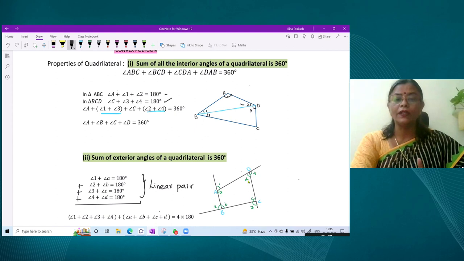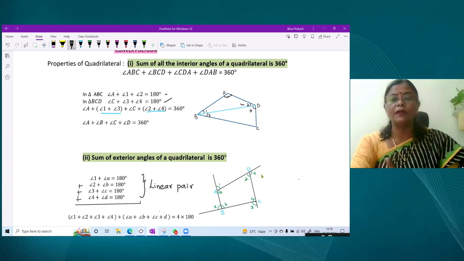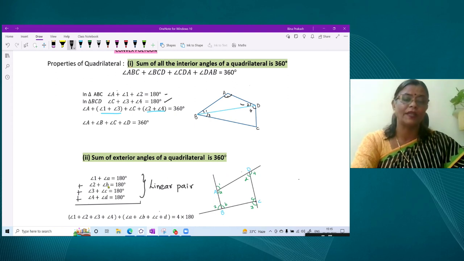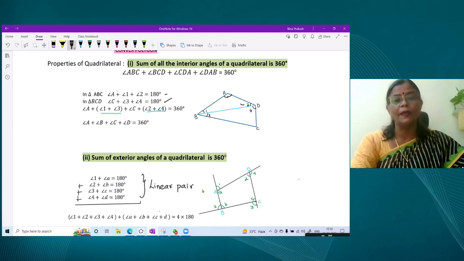Likewise, this angle that you see is angle D. It is inside the quadrilateral. I've used small letter d. Its exterior, that is, the one that pairs with it to make a straight line, is known as angle 4. This is how I have marked these 4 angles. So what we have from here is the sum of exterior angles: angles 1, 2, 3, 4 add up to 360. Now for that, again look, angle 1 and A add up to 180 degrees because they form a pair of linear angles.